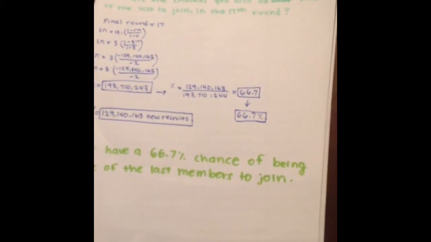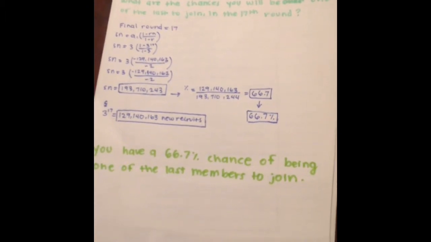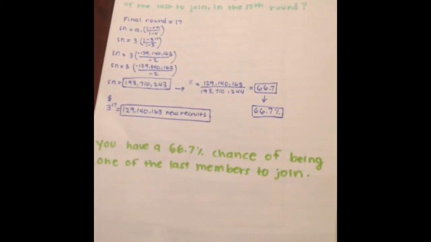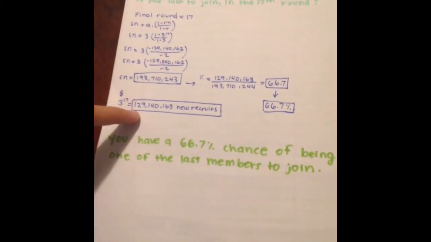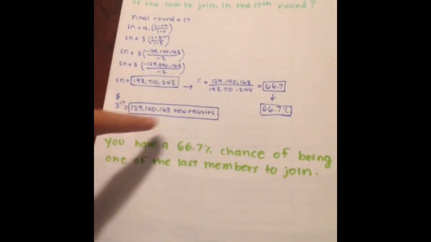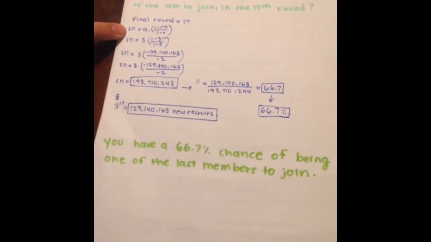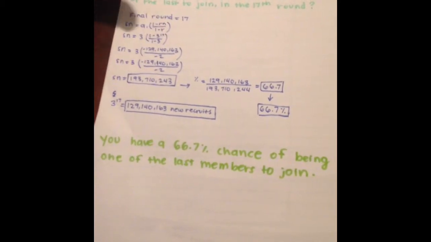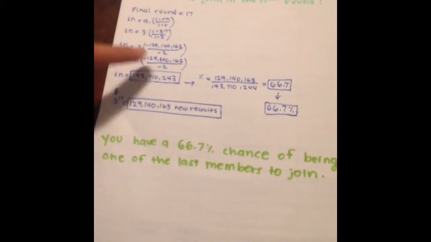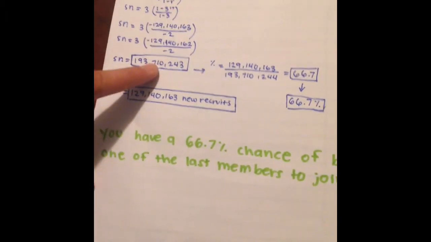Let's say you get invited into this pyramid scheme. What are the chances you will be one of the last to join in the 17th round? First off, we established that in the 17th round, there are 129 million new recruits. To figure out the number in the final round, we take the previous formula and plug in our new numbers, which we now know: 3 to the 17th, because now we know there are 17 rounds included.